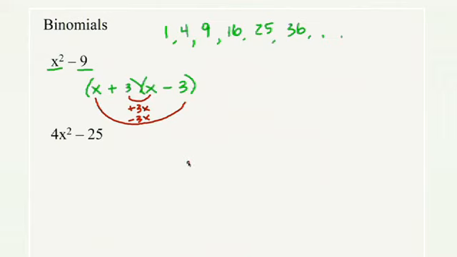Absolutely. Okay, the next one, again, once you recognize, put down your 2 sets of parentheses. 4x squared is equal to 2x times 2x. 25 is 5 and 5. And then again, just for the sake of it, we'll do plus and minus backwards. And again, you're finished. That's it. That's all you have to do.